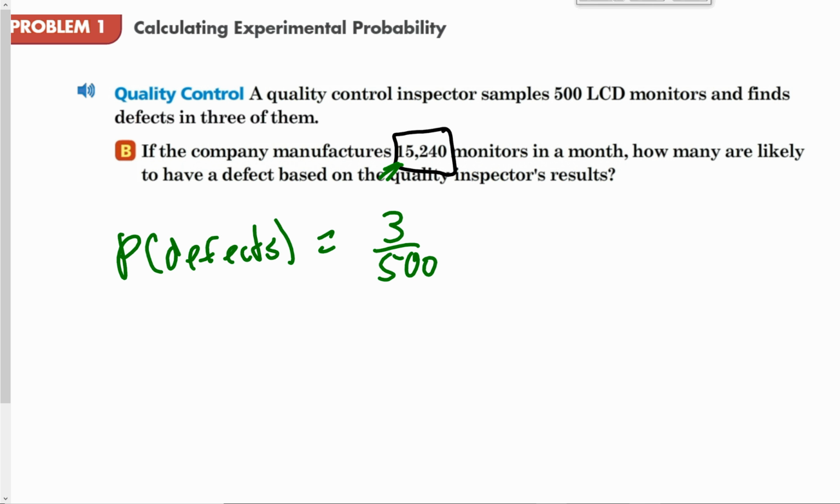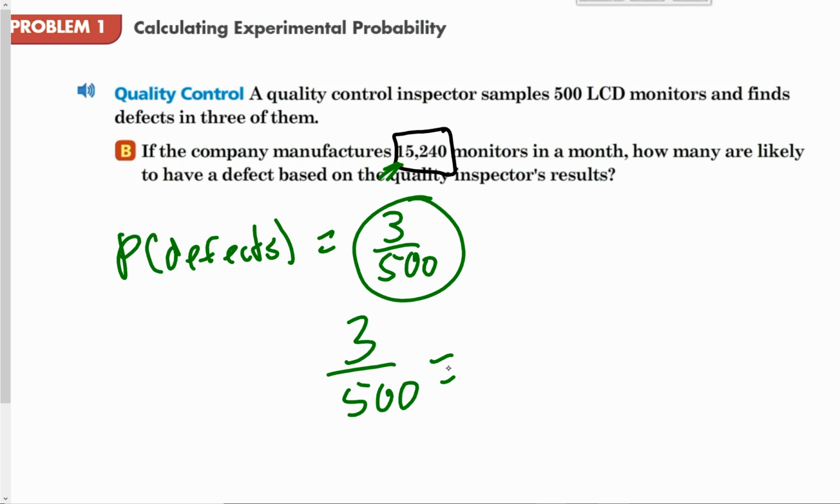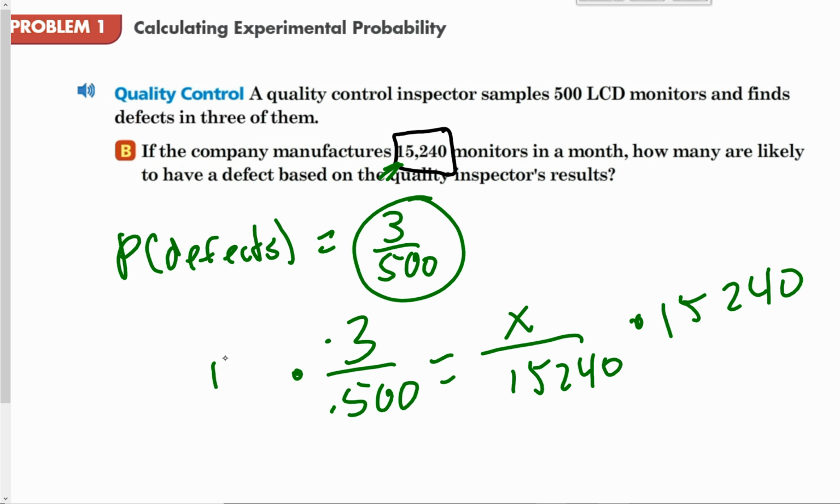So the easy way to do this is to take this number and multiply it by our 1,500, and that will tell us how many it is, right? So you could get the decimal and multiply that by 1,500, but this is how it's set up algebraically. This is my fraction, defects over possible. And then I have x defects, which I don't know, over the 1,500 possible. Right, so I'm solving for x. So I just multiply both sides by 1,500.